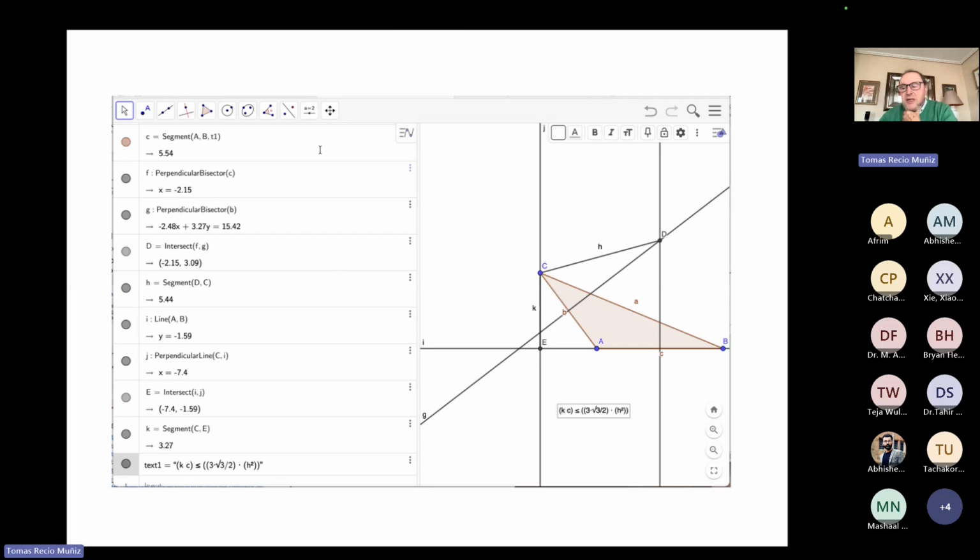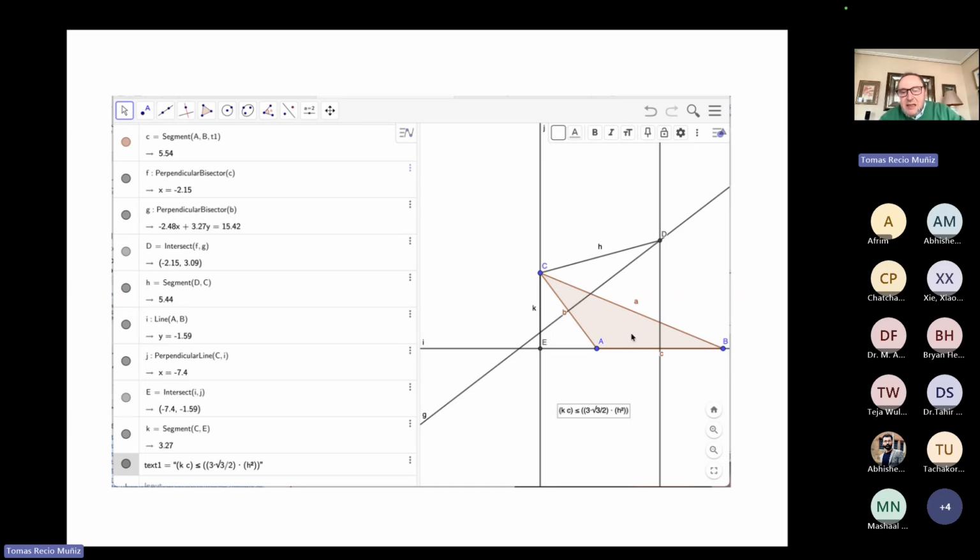This mechanical geometer can do some other things as well, very relevant. In particular, it can also prove inequalities. So for instance, here, I made a construction of a triangle, and I made a construction of the height of vertex C with respect to side AB. So K is the height of C. So the area of this triangle is K times C, where C is the side AB. So K times C divided by 2 is the area of the triangle.